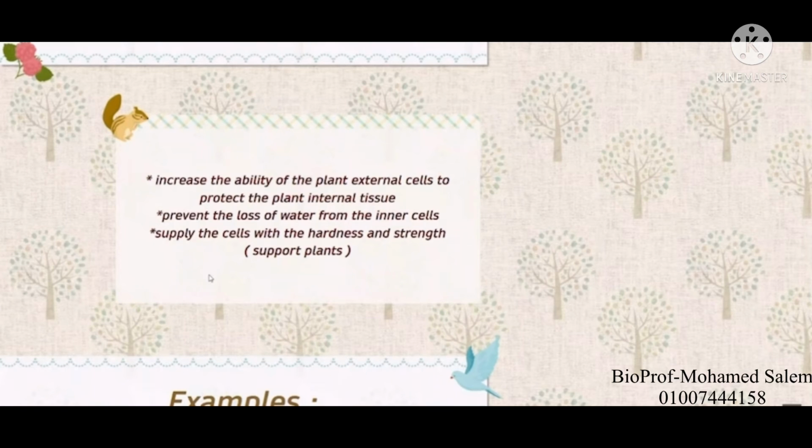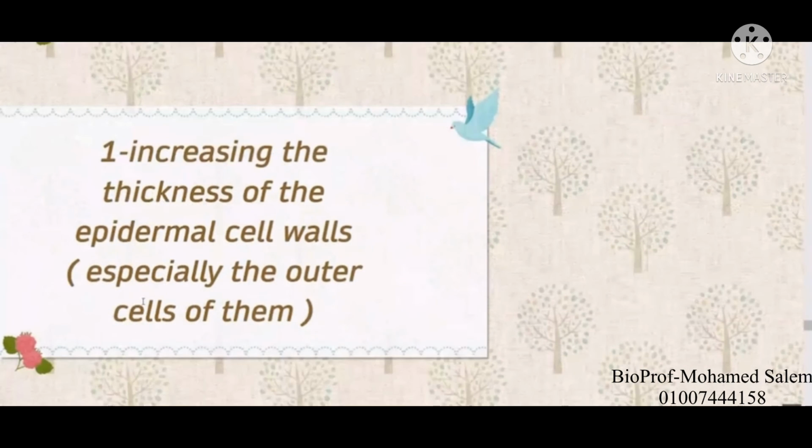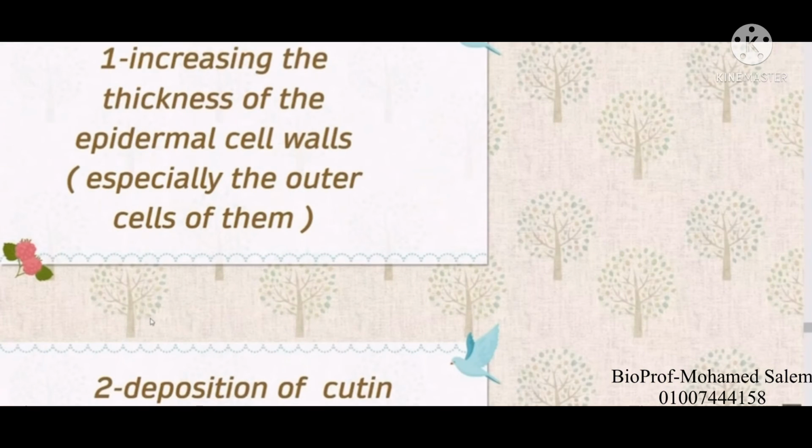Some parts of the plant need strength or hardness, so the plant deposits some substances in these parts. For example, for increasing the thickness of epidermal cell walls, especially the outer cells of them, the plant has cellulose in their cell wall.